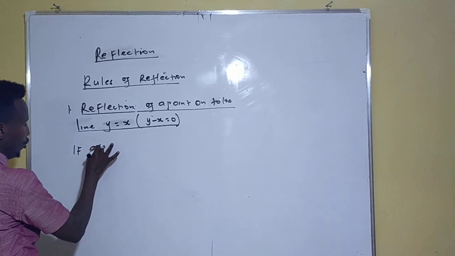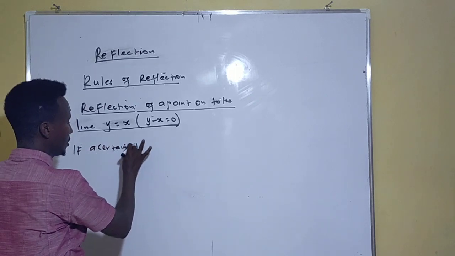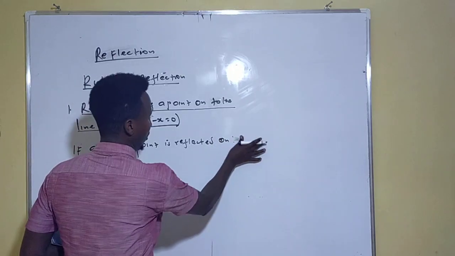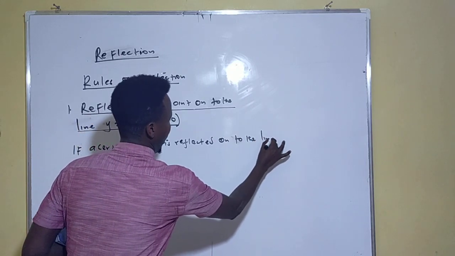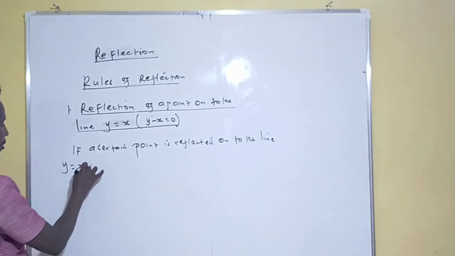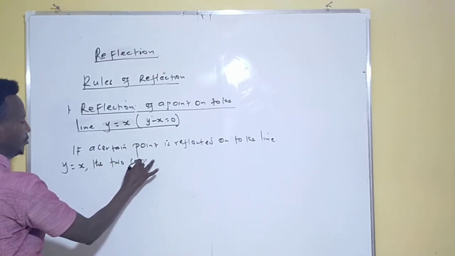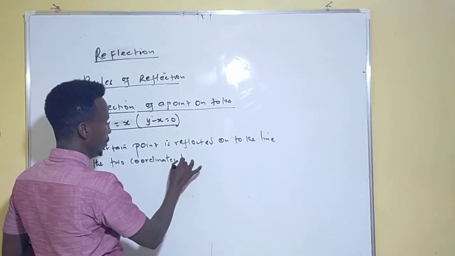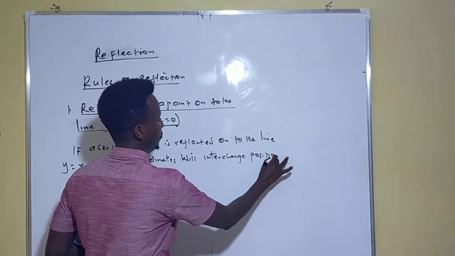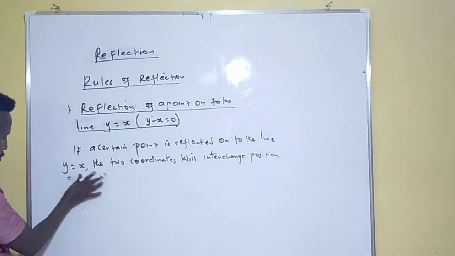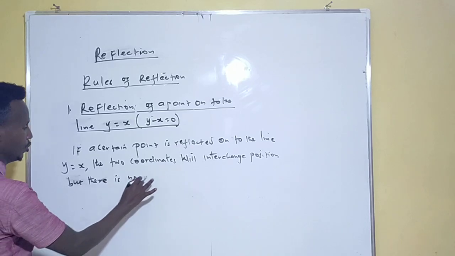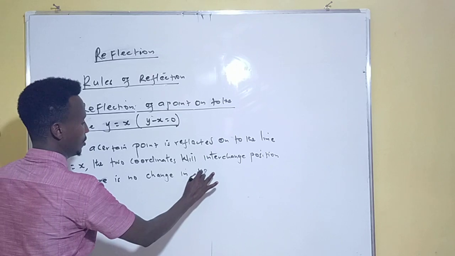Let's write that. If a certain point is reflected onto the line y is equal to x, comma, the two coordinates will interchange position. But look here, but there is no change in sign.